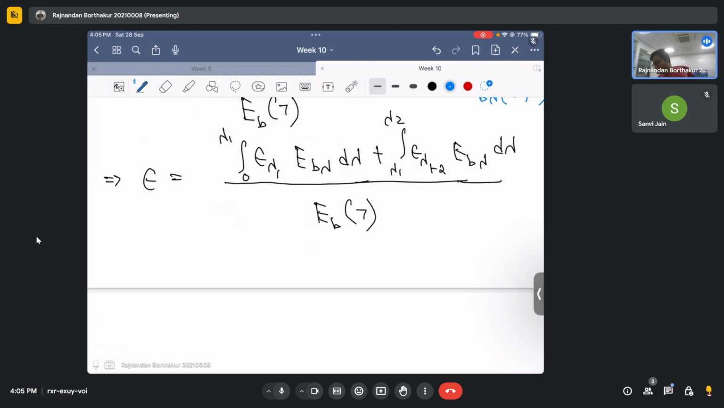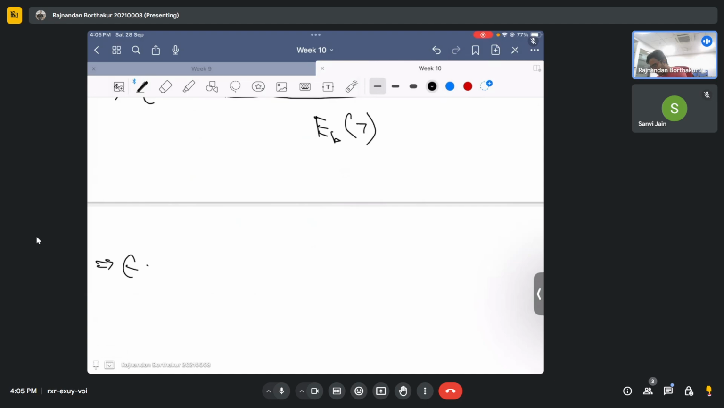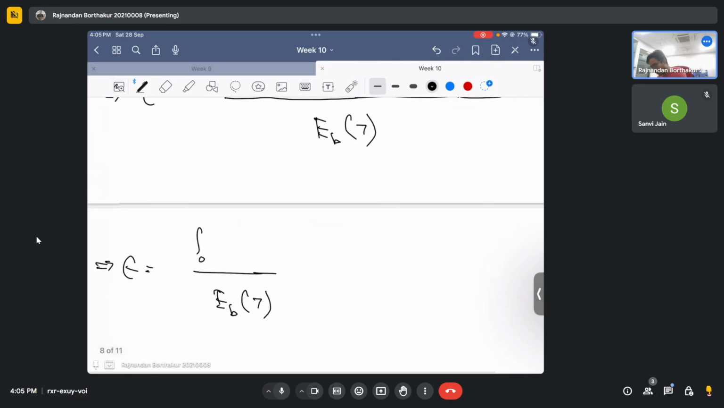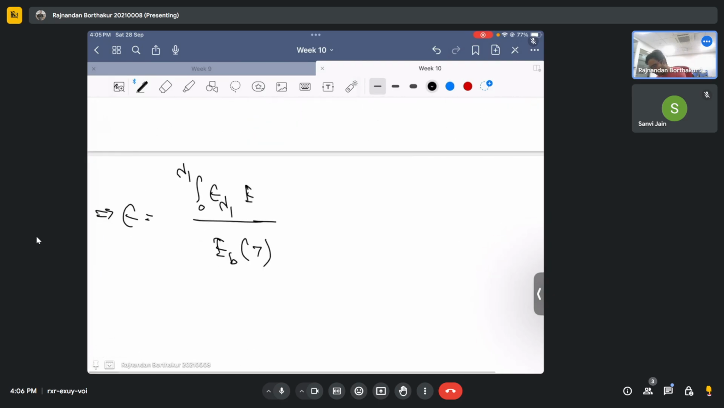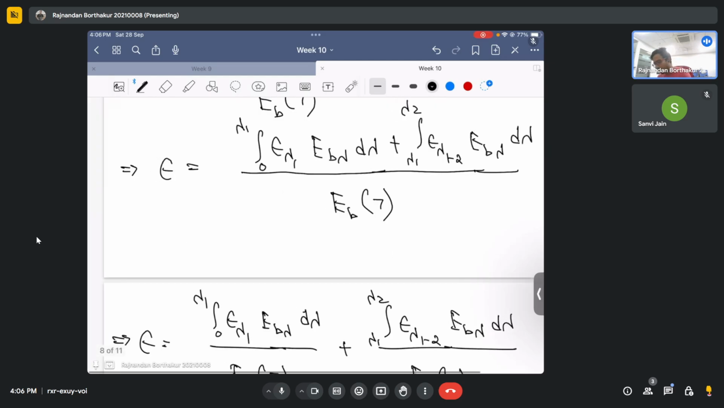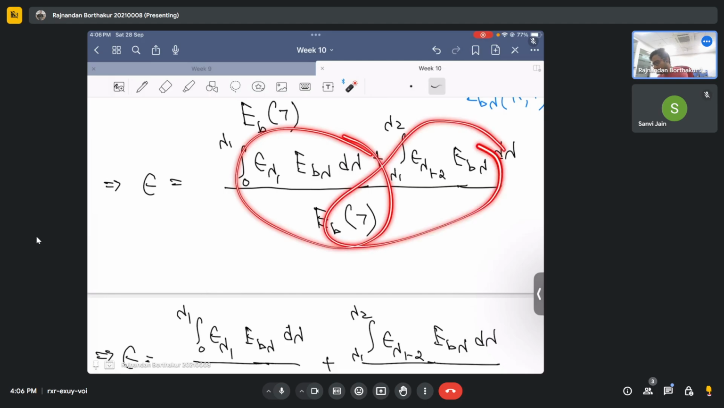So I'll just divide these integrals. So this can now be written as EBT, and we have this integral from 0 to lambda 1, epsilon lambda 1 times EB lambda d lambda, plus integral from lambda 1 to lambda 2, epsilon lambda 2 times EB lambda d lambda, divided by EB raised to the power 4. So we just did nothing. We just segregated these fractions. That's all we did.